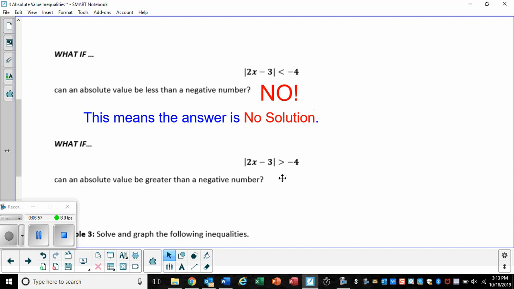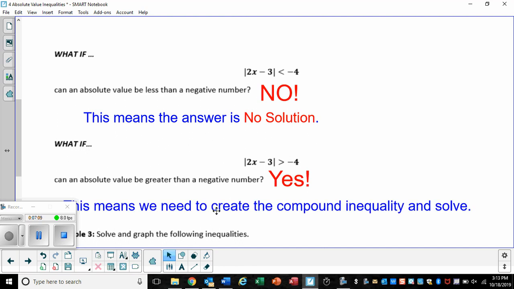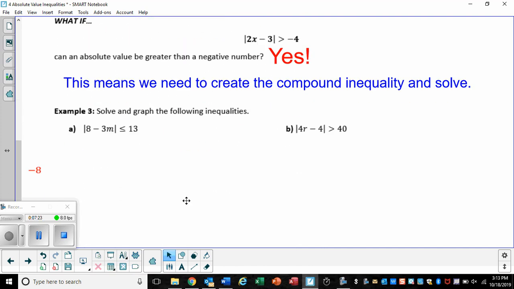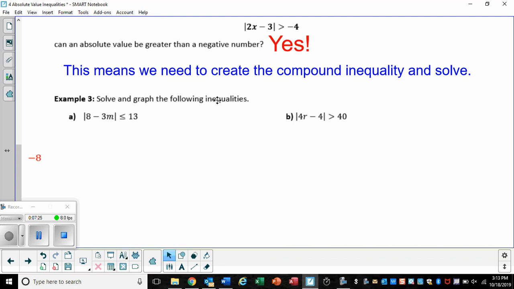Let's look at another one. If we had the absolute value of 2x minus 3 is greater than a negative number, well, can an absolute value be greater than a negative? Yes, that is possible. So when that happens, we need to create the compound inequality and solve for it. Okay? So just because you automatically see a negative does not mean it's no solution. You have to look a little bit deeper at the inequality. Okay? Let's try some examples. We're going to solve and then graph them.